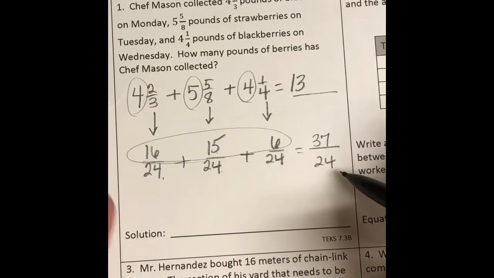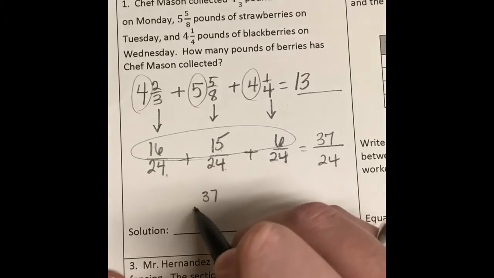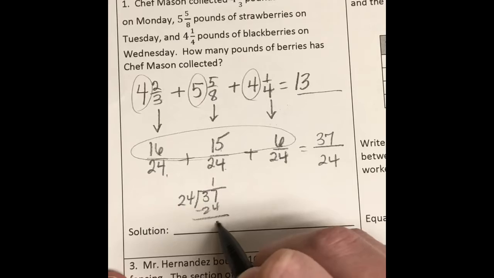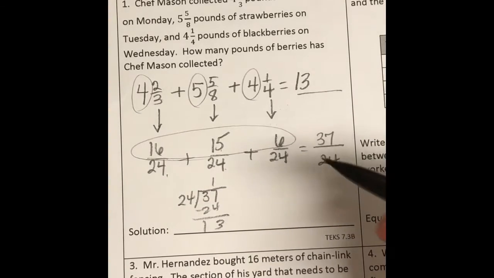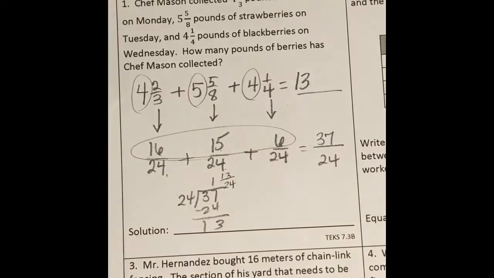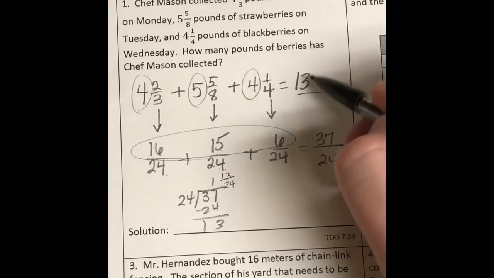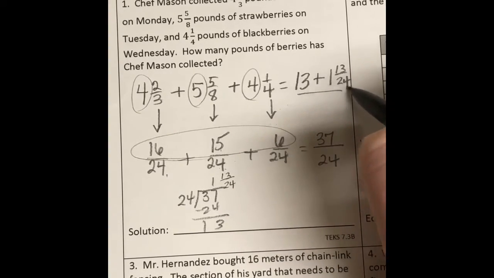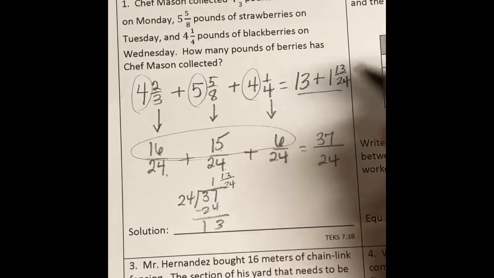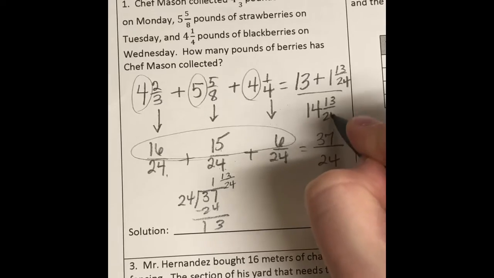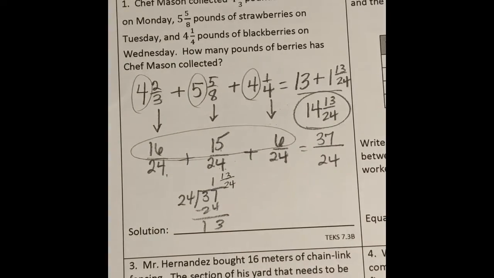You see that that's more on top. So 37 divided by 24 can go in one time, so you have 13 left over. So I have 1 and 13 over 24, because my leftover is my numerator and my denominator stays what it was. So I have 13 wholes plus 1 and 13 24ths. So I add my 2 whole numbers again, and I get 14 and 13 24ths total pounds of berries.